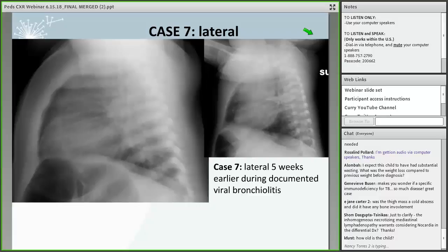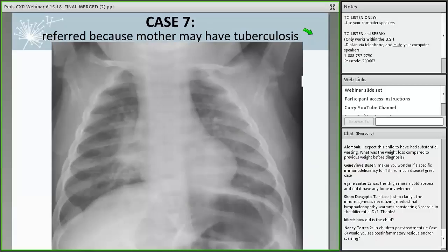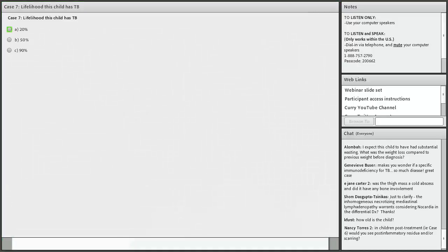So at that time, his tuberculin skin test is 0 millimeters in duration. So this is our next polling question. I'm going to show you this frontal one more time and the lateral. And what the polling question is going to say is, what is the likelihood that this is tuberculosis? So the history you have is a vague rumor from the county jail that the mother may have tuberculosis. And this is the child's symptomatology and history of recent bronchiolitis and skin test negative.